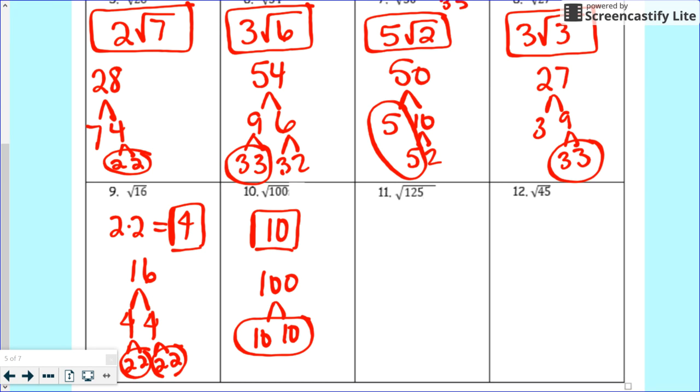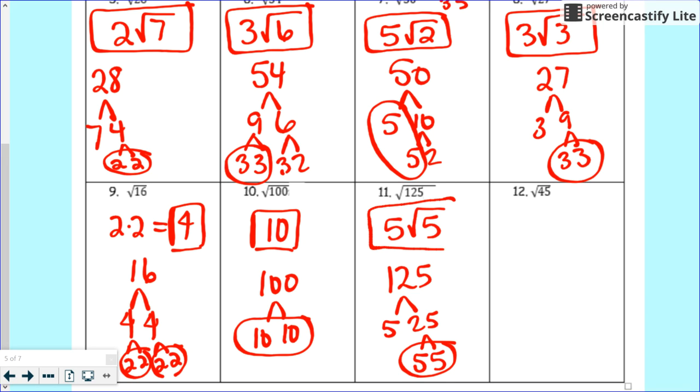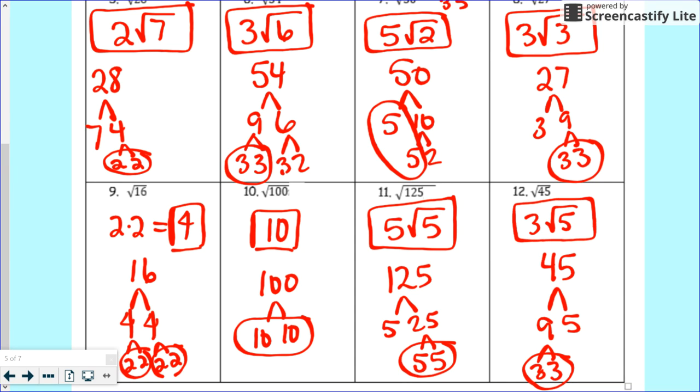All right, square root of 125. That would be 5 times 25, and 25 is 5 times 5. So one group of 5s comes out, one is stuck inside without a partner in crime. Very similar, 45 is 9 times 5. 9 is 3 times 3. So the 3s are going to come out. The lone little 5 is stuck inside jail without a partner.